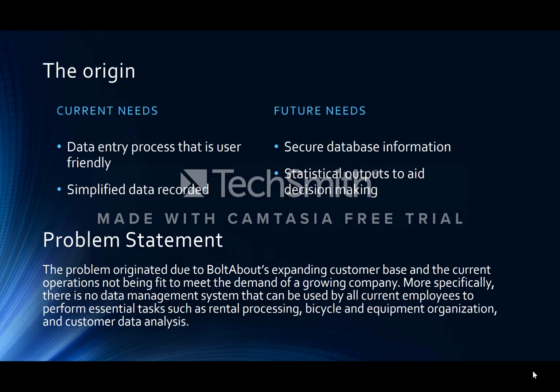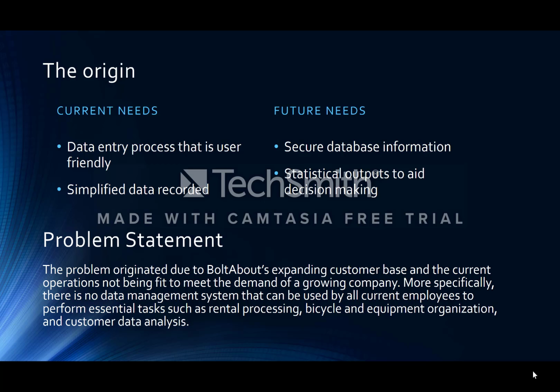Well, the origin of the problem came from Boltabout's expanding customer base and the fact that the current operations are just not fit to meet the demand for a growing company. Specifically, there's no database management system that is user-friendly and can be used by everyone at the company. Currently, they are using a database that is poorly designed, and the data that they currently have on the system is not accurate. It has a lot of data holes and is just not easy to use, so not everyone can use it.